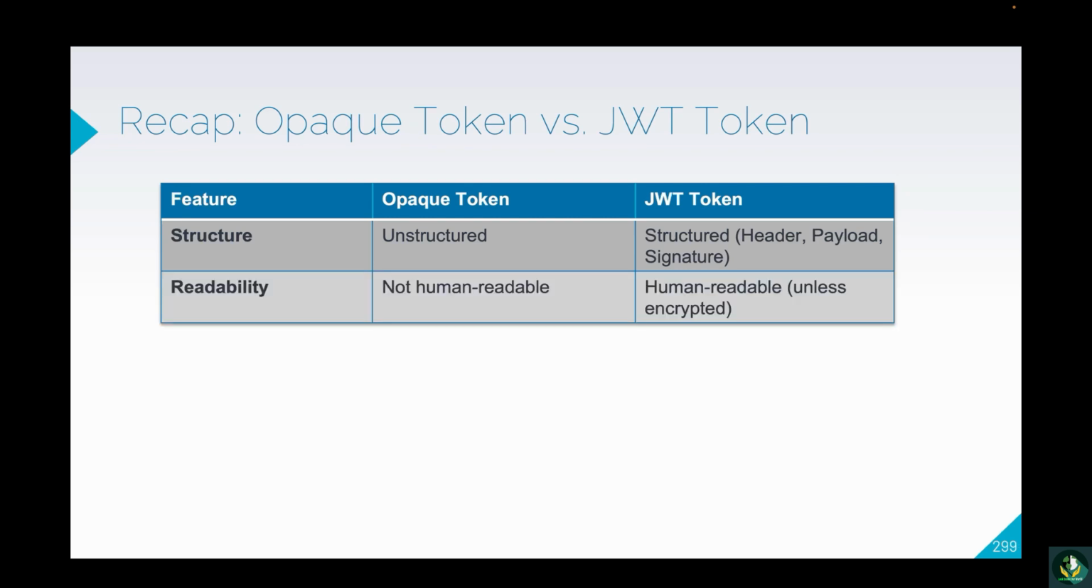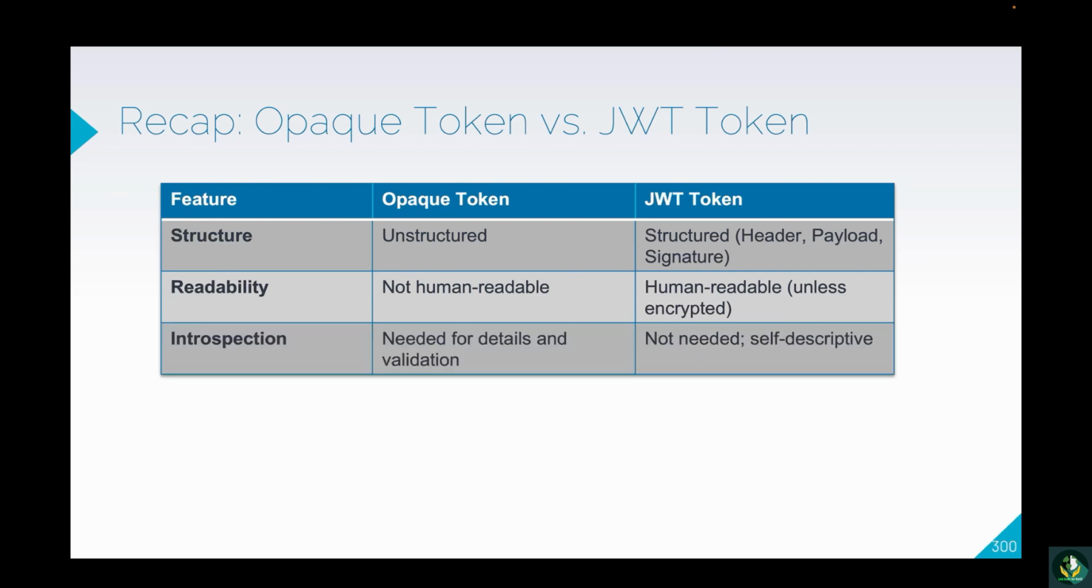Readability. Opaque tokens are not human readable, making them more secure in that their contents cannot be directly understood. JWT tokens are human readable unless encrypted, meaning their contents can be decoded and understood, which can be both an advantage and a risk, depending on how they are used.